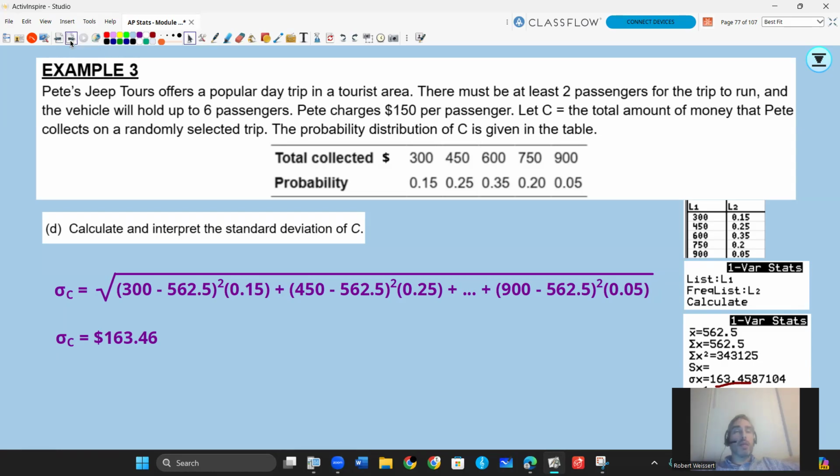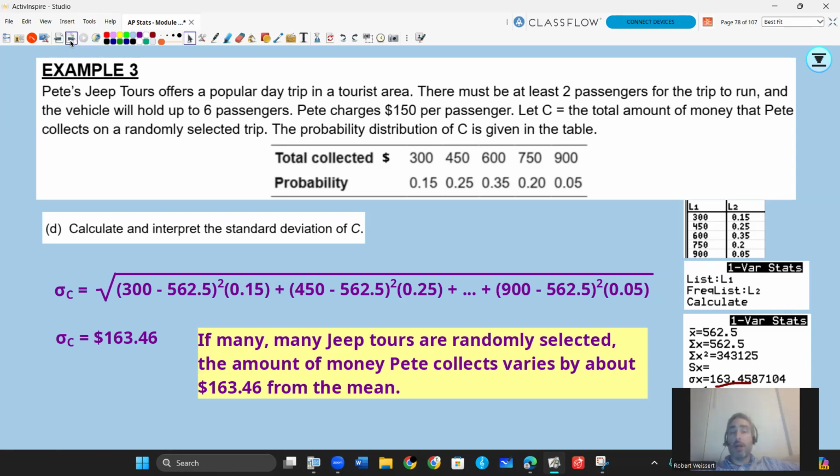The interpretation would be if I were to do many, many Jeep tours, the amount of money Pete collects varies by about $163.46 from the mean.